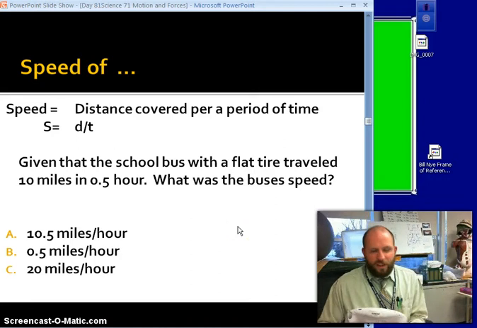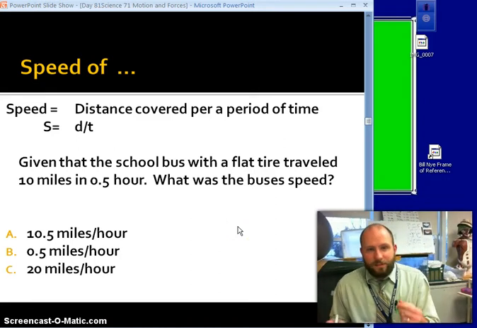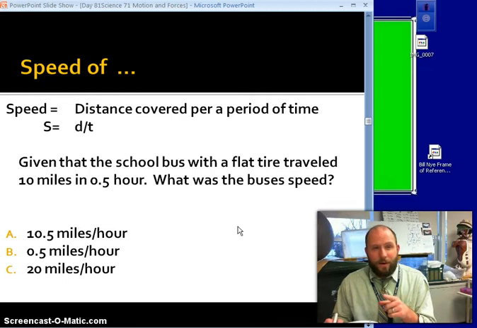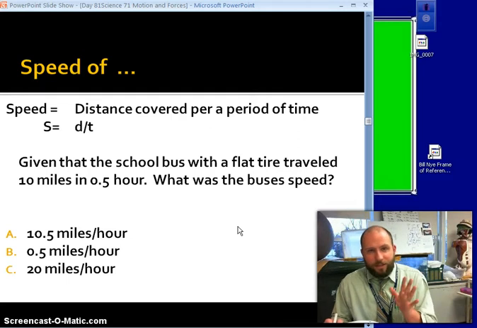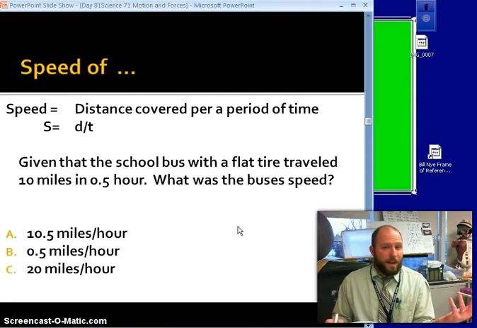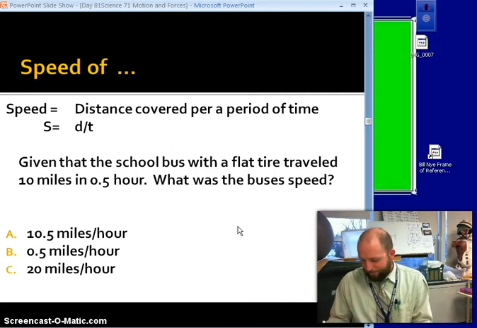So, here we are. We're now up to speed. We've got to start memorizing these formulas. This speed is distance per unit of time. S equals d divided by t. Given that the school bus with a flat tire traveled 10 miles in half an hour. Now, I know the bus should have stopped and changed the tires, but go along with this here. What was the bus's speed? Was it 10.5 miles per hour? Was it 0.5 miles per hour? Or 20 miles per hour? Pause the video. Do the math.